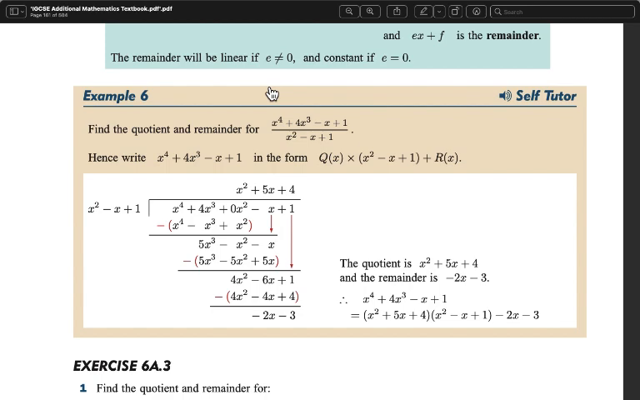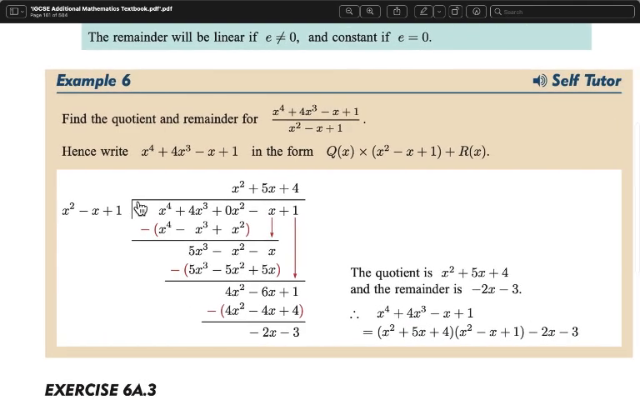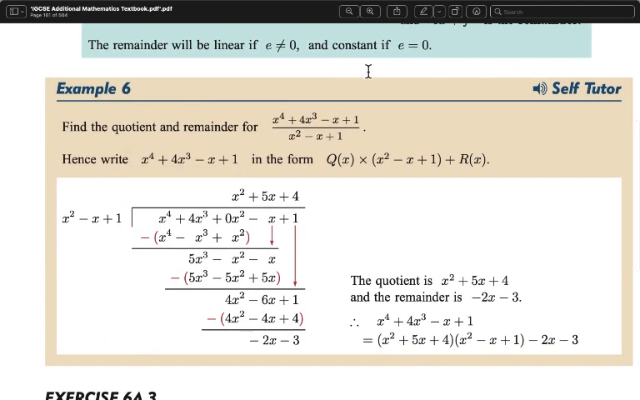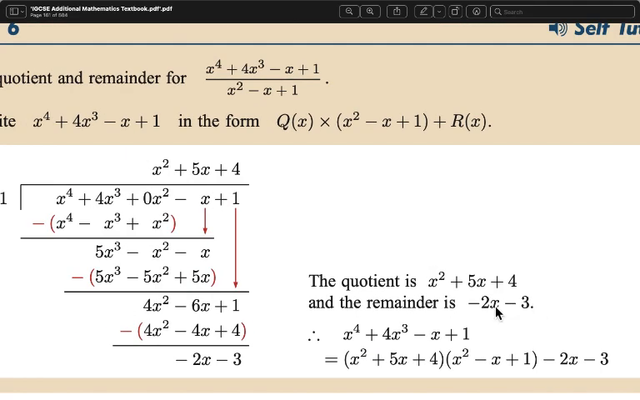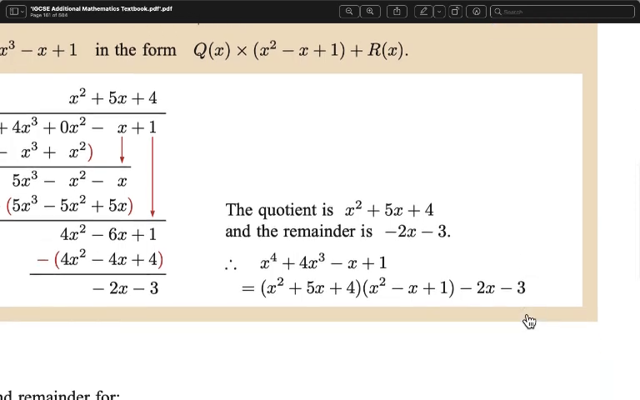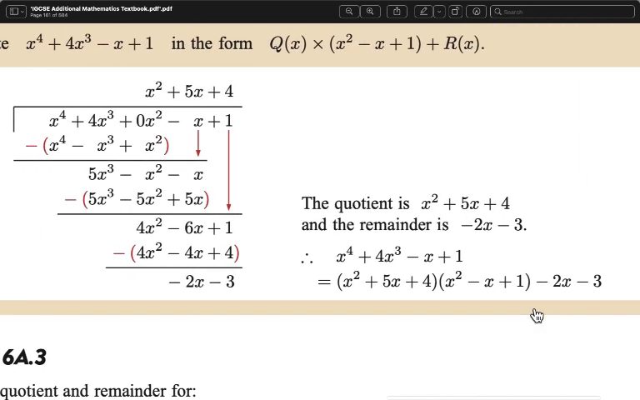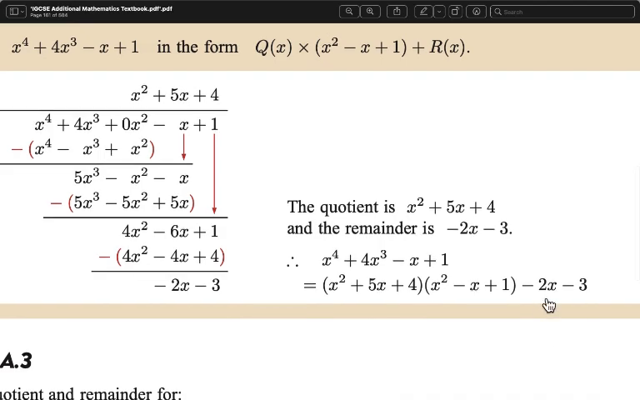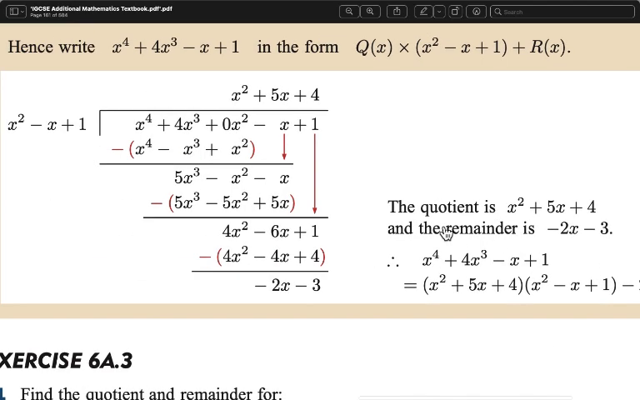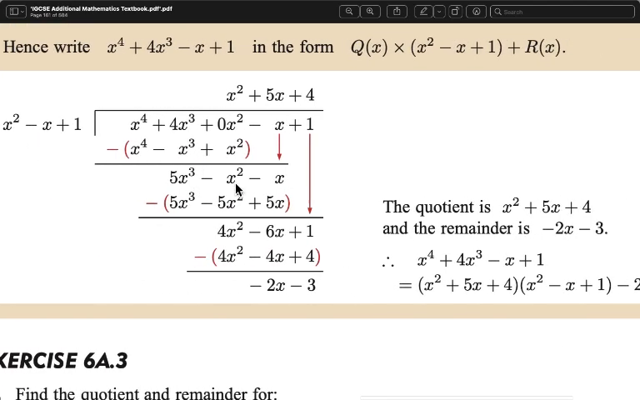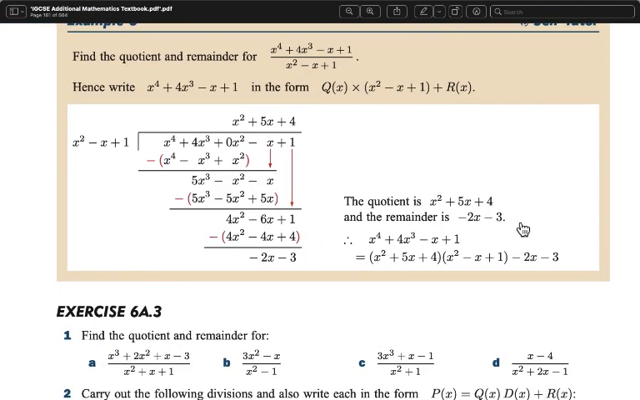As minus 2x only has an x power of 1, but the divisor has an x power of 2 as the highest power, the division cannot continue. So the quotient is x squared plus 5x plus 4, and the remainder is minus 2x minus 3. However, if you want to write it in the proper notation, you need to write this as a fraction. So minus 2x minus 3 over the divisor x squared minus x plus 1. And that will be the final answer.